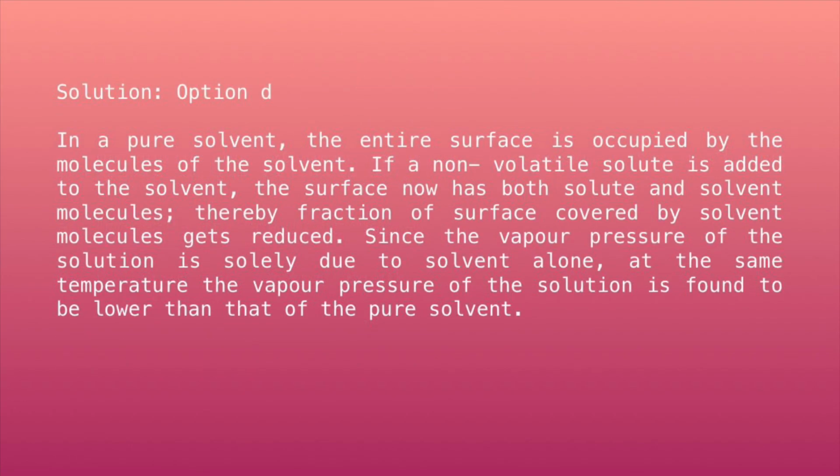According to what I have said in this video, the solution is option D. In a pure solvent, the entire surface is occupied by the molecules of the solvent. If a non-volatile solute is added to the solvent, the surface now has both solute and solvent molecules. Thereby, the fraction of surface covered by solvent molecules gets reduced, since the vapor pressure of the solution is solely due to the solvent alone. At the same temperature, the vapor pressure of the solution is found to be lower than that of the pure solvent.